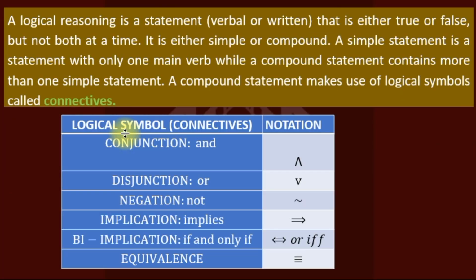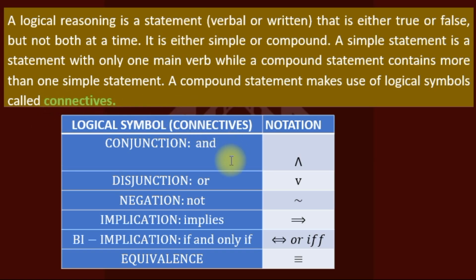A logical reasoning is a statement, either verbal or written, that is either true or false, but not both at the same time. So whenever something is true or false, we call it logical reasoning. It is either a simple or compound statement. A simple statement is a statement with only one main verb, while a compound statement contains more than one simple statement. A compound statement makes use of logical symbols called connectives. So when we join two simple statements to form a compound statement, we use what we call connectives.